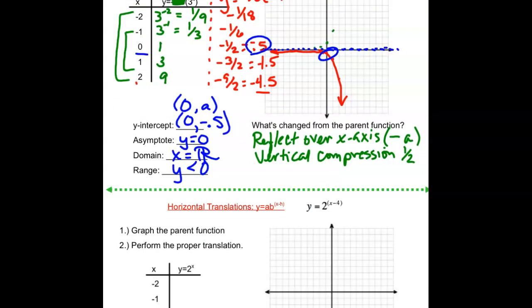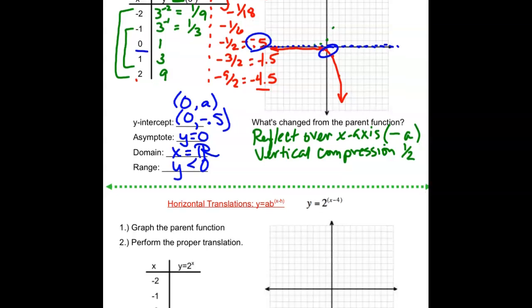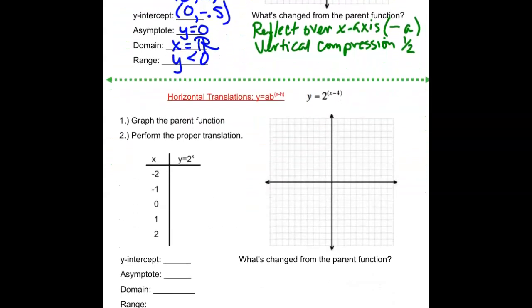Okay, so what changed from the parent function? We flipped everything upside down. Our y-intercept changed, but again, our asymptote did not. Okay, let's look at an example that has a horizontal translation. This time we have this extra little, instead of just 2 to the x, we have 2 to the x minus 4.